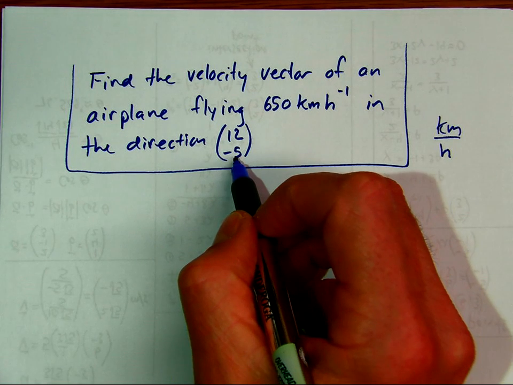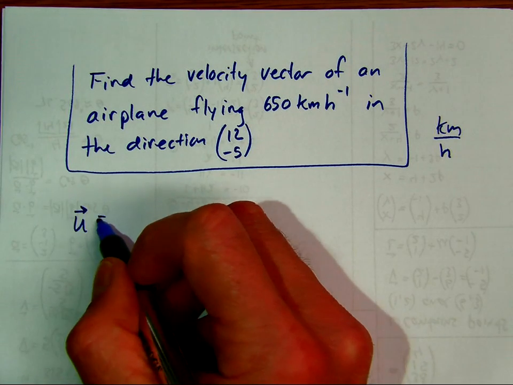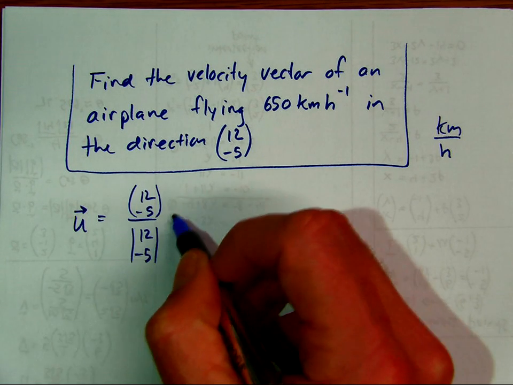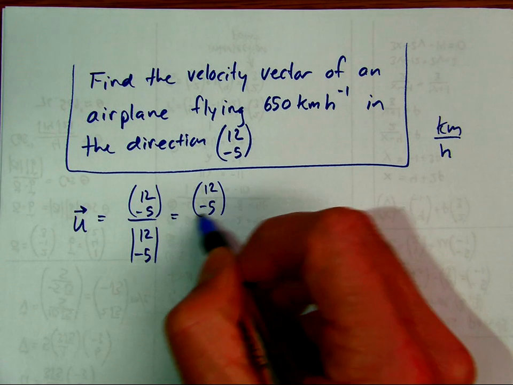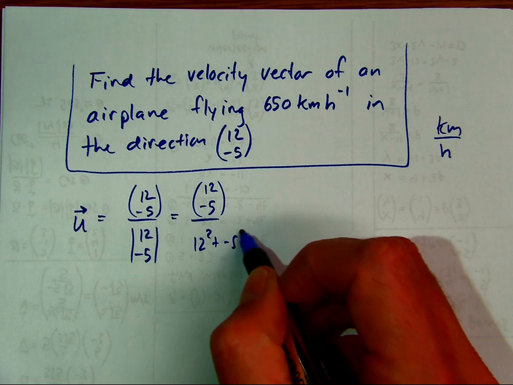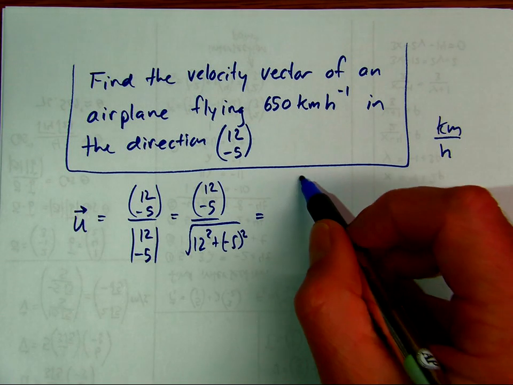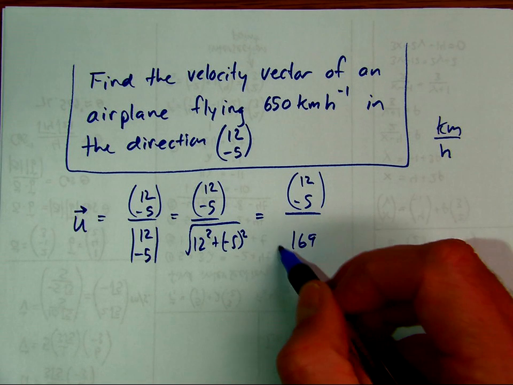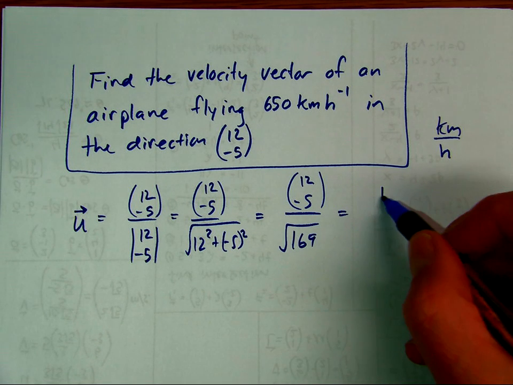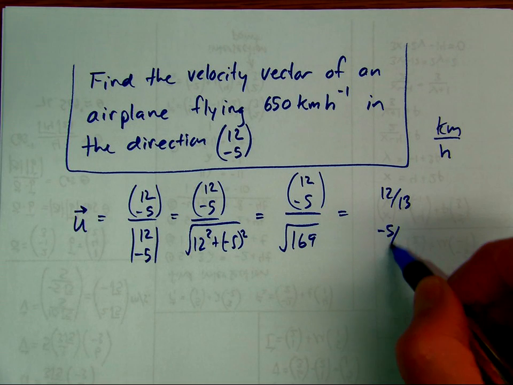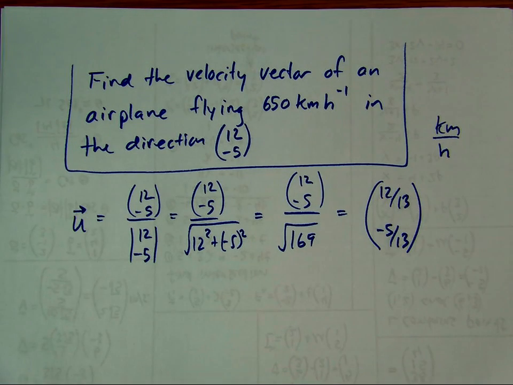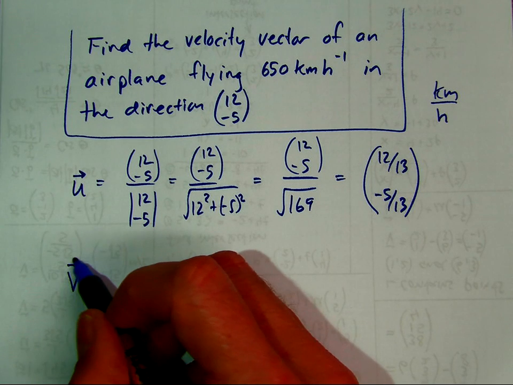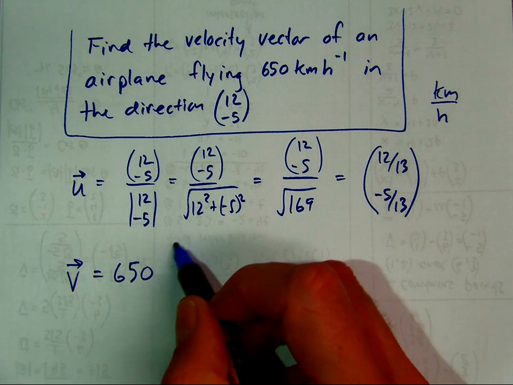We need a unit vector in this direction, so the unit vector is the vector divided by its magnitude. So that's going to be the square root of 12 squared plus negative 5 squared. 144 plus 25, 169. And that's 13, so we get 12 over 13, negative 5 over 13. And there's the unit vector. Then we just have to multiply it by 650. The velocity vector is 650 times the unit vector.